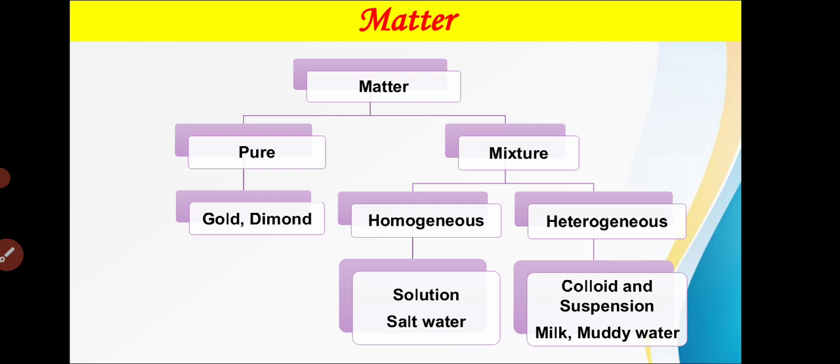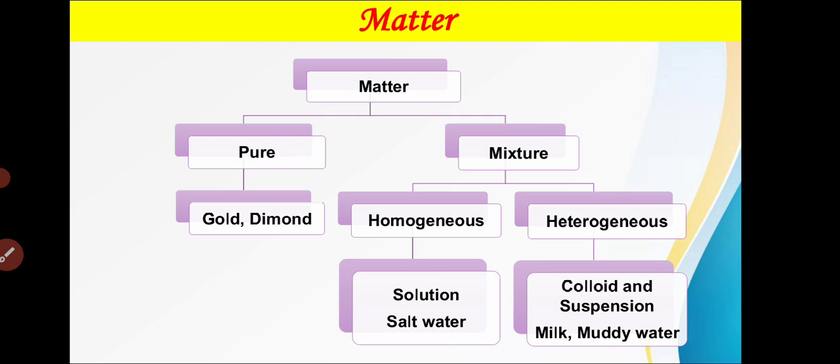Matter can be divided into two major categories. One is pure matter, another is mixture. Pure matter is anything which is made up of a single kind of component. For example, gold, which is made up of gold particles, and diamond, which is made up of pure carbon. While mixture can be further divided into two categories. One is homogeneous mixture, one is heterogeneous mixture.